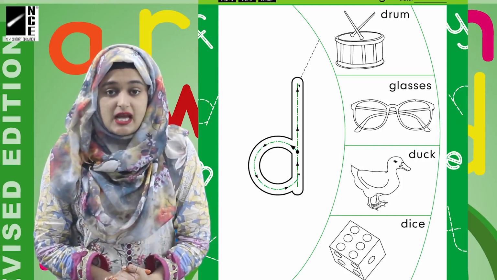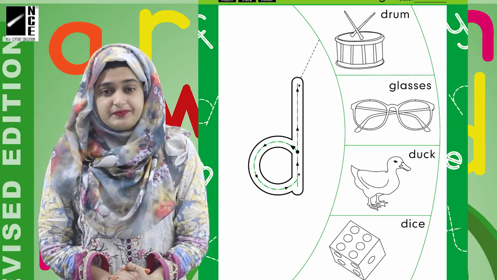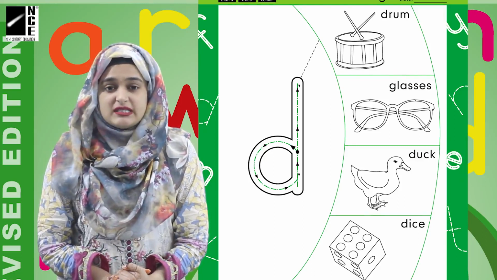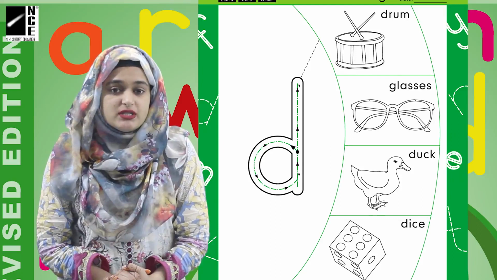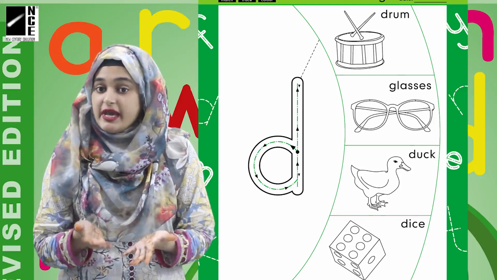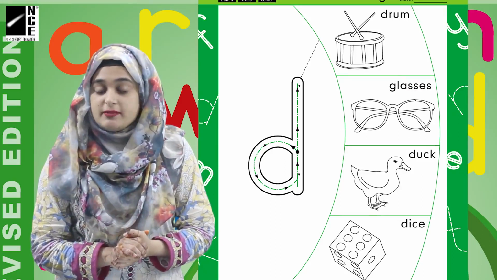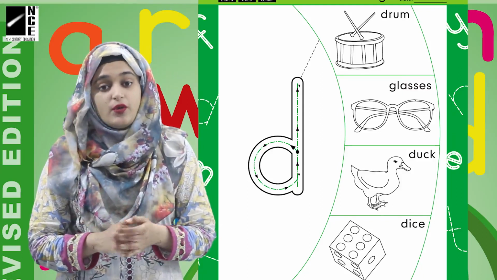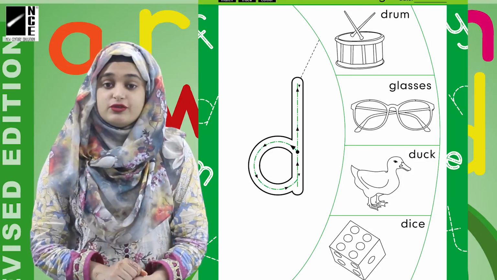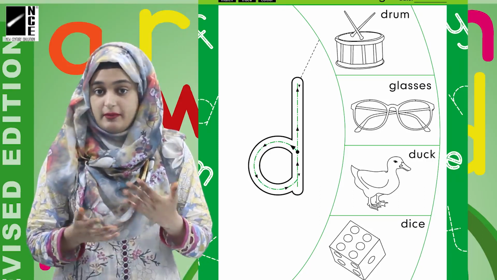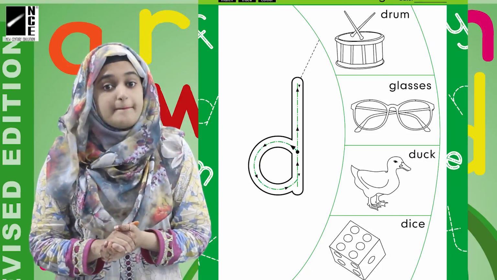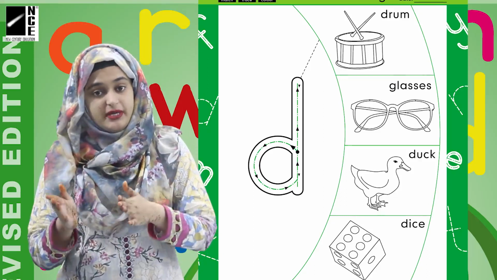And then, the second picture is glasses. So, can we match glasses with D? Does it start with D? Well, no. The beginning sound is changed. It is not the same. So, we cannot match glasses with D. So, you have to move forward. Then we have duck and dice. And for that, you have to do it on your own. You have to think about the beginning sound. And then if it matches with D, you have to join it, match it with D, the correct pictures.